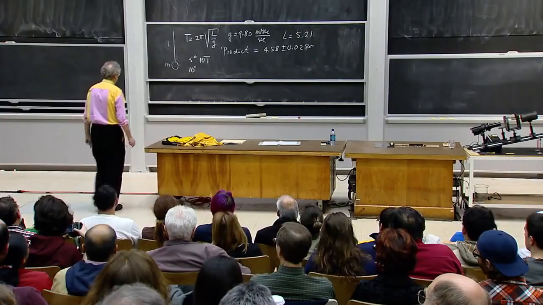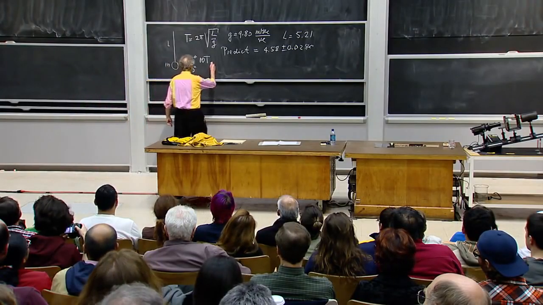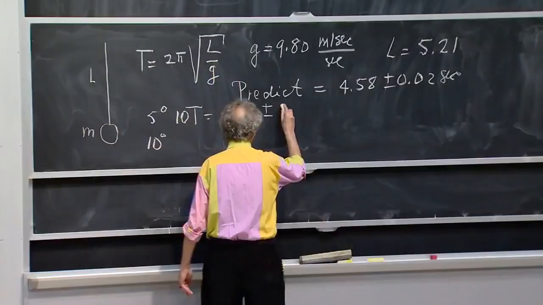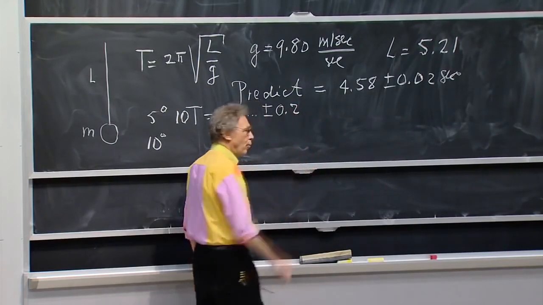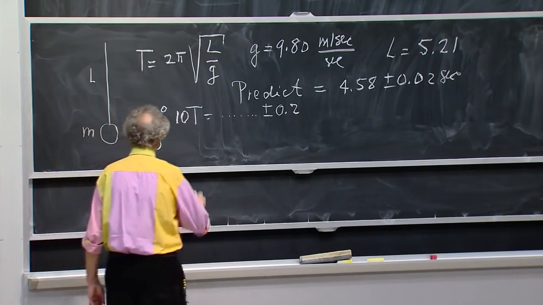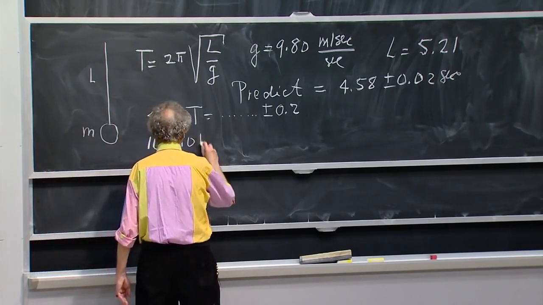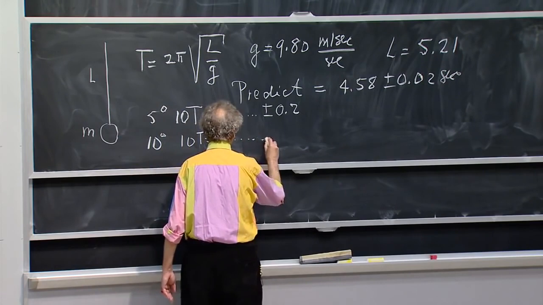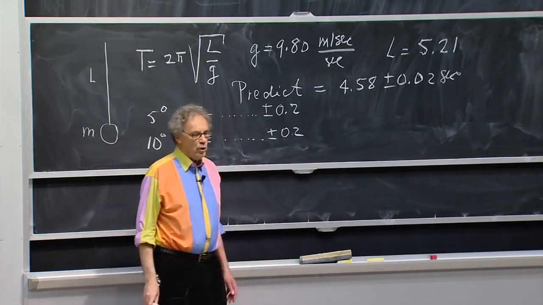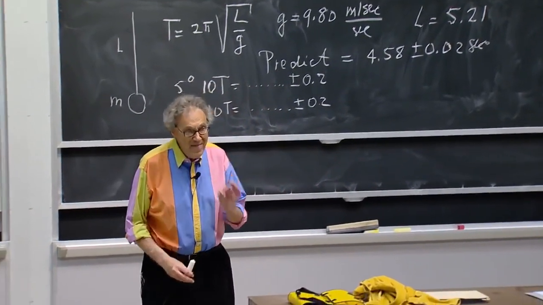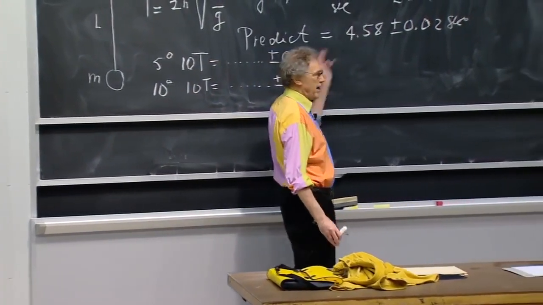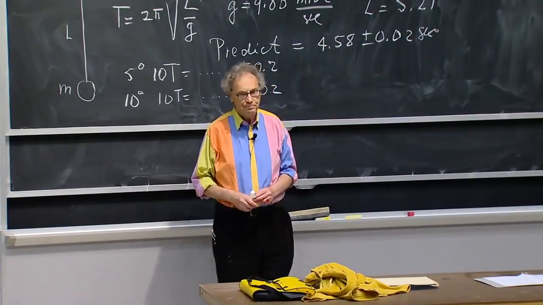You will see that. So the 10t is then going to be some number plus or minus my own inability, which is my 0.2 seconds reaction time. I can't change that. And so then I do it at 10 degrees, and then we get again 10t. We get a number, and then we get again plus or minus 0.2 seconds. And I'm going to demonstrate to you that within the uncertainty of the measurements, I get the same numbers in all 3 cases.